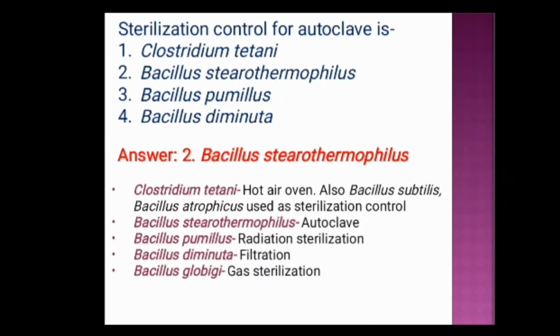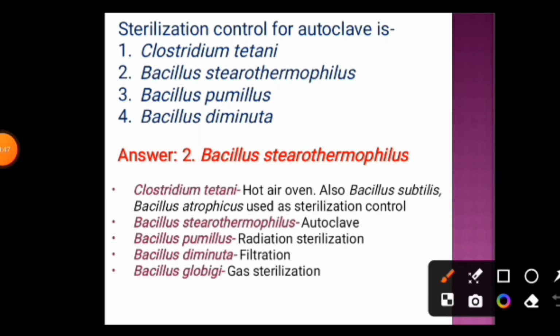So this Bacillus stearothermophilus is a biological control, a sterilization control, whereas Clostridium tetani is the sterilization control for the hot air oven. Also, Bacillus subtilis and Bacillus atrophaeus are used as sterilization controls for the hot air oven. We have already discussed that Bacillus stearothermophilus is the sterilization control for autoclave. Bacillus pumilus is the sterilization control for radiation sterilization. That's PR, almost the same, so Bacillus pumilus, just radiation R.